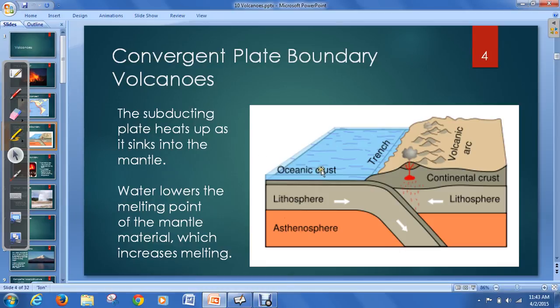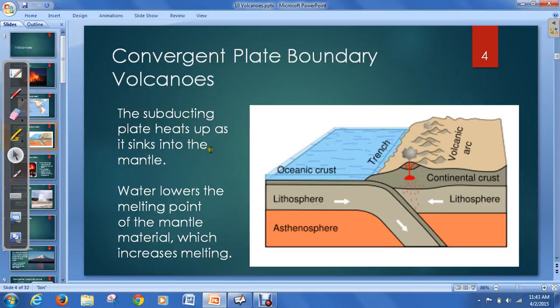Here's another interesting fact. Along these oceanic subducting plates, we have the water that comes in with it, and that lowers the melting point of the mantle material, which increases the melting. So this is why some of those volcanoes are so dangerous and so well known, because the water is actually helping the magma increase in its melting of the material. And so those oceanic plates cause a lot of magma, and cause these very famous volcanoes.